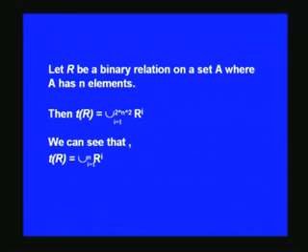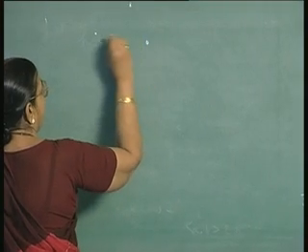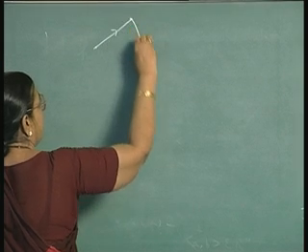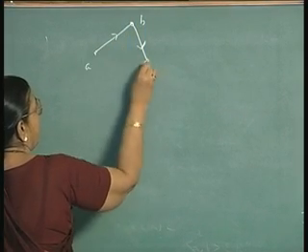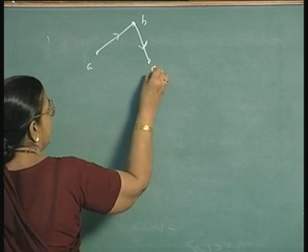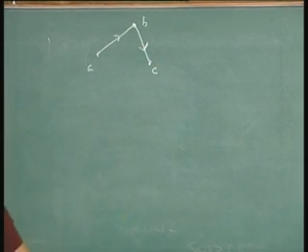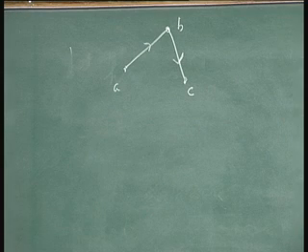Now, we have already seen that. Take this simple binary relation having just two arcs.